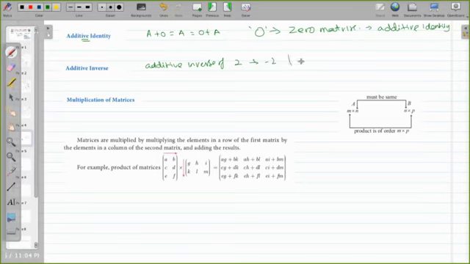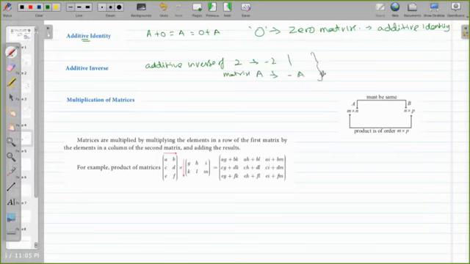Same thing we are going to do with the matrices. That means additive inverse of the matrix A is nothing but the negative of its matrix, minus A.